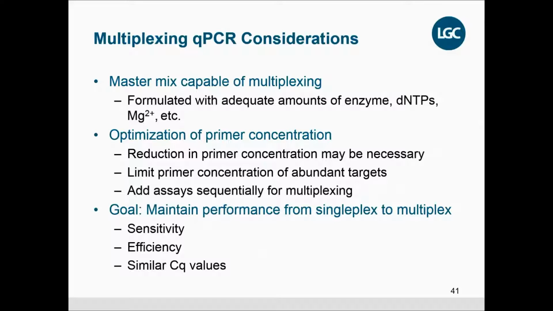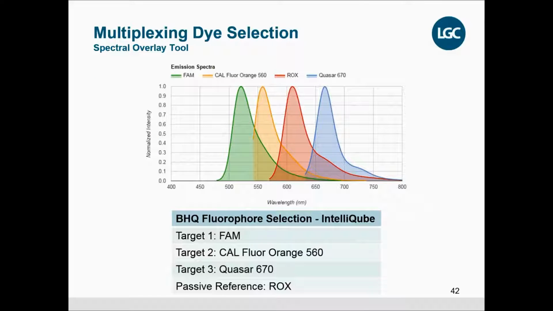So now, getting into the multiplexing considerations. The first thing is we want to make sure we have a master mix that's capable of multiplexing. Not all master mixes are created equal. They need to be formulated with adequate amounts of enzymes, dNTPs, magnesium, etc. It makes sense that since we're amplifying more targets, we need to have a sufficient amount of these components in the mix.